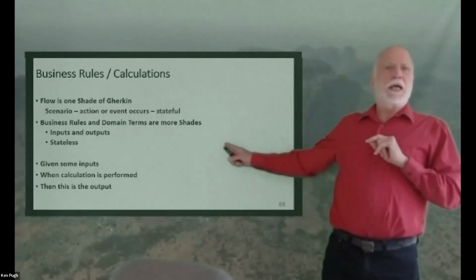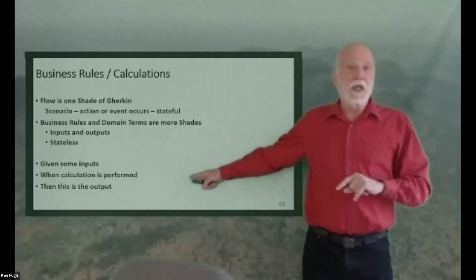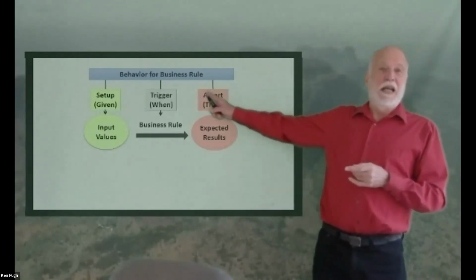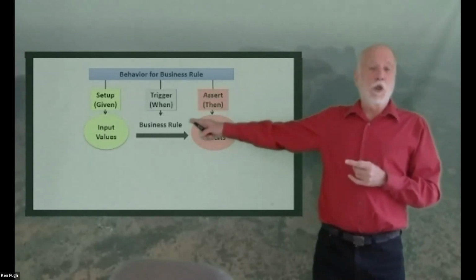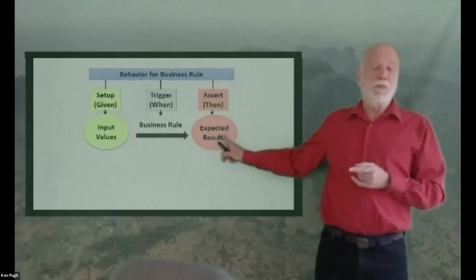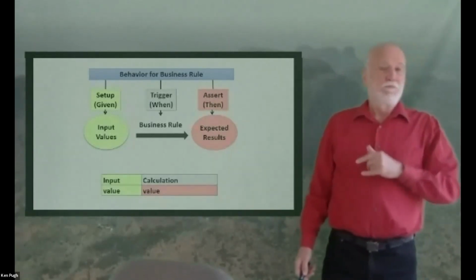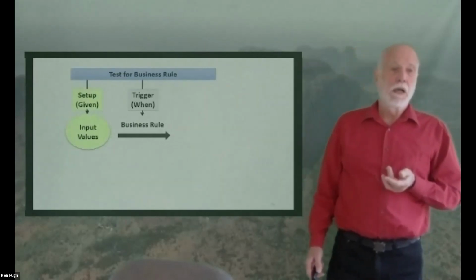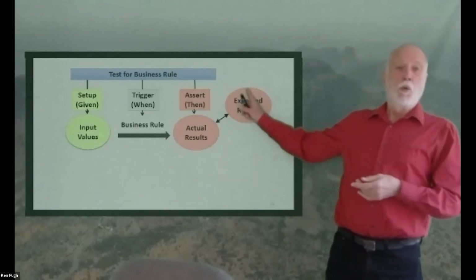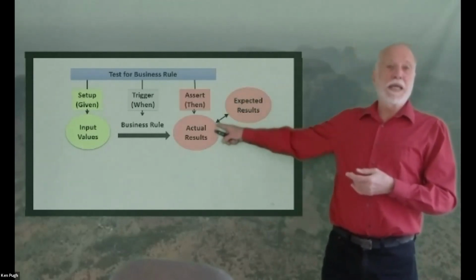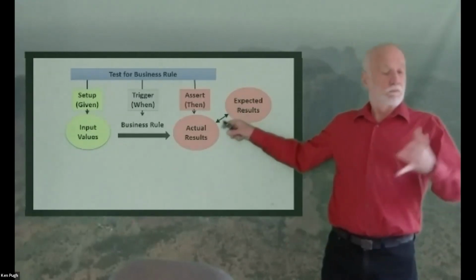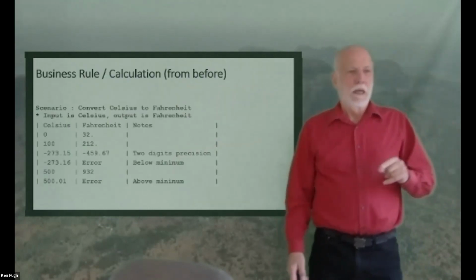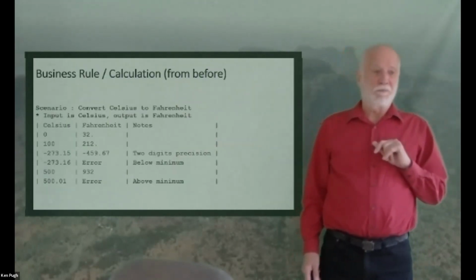And basically it looks like, given some inputs, when the calculation is performed, then this is the output. So here's our input values. We run a rule, and this is what we expect for our output. Pretty straightforward. Input a value, run a calculation, and get some value out. And then what's our test? We simply assert that what we got is what we expected. Simple.